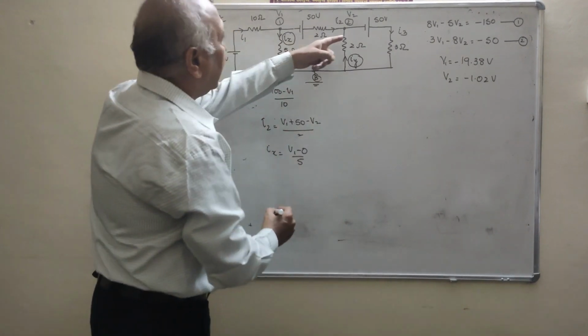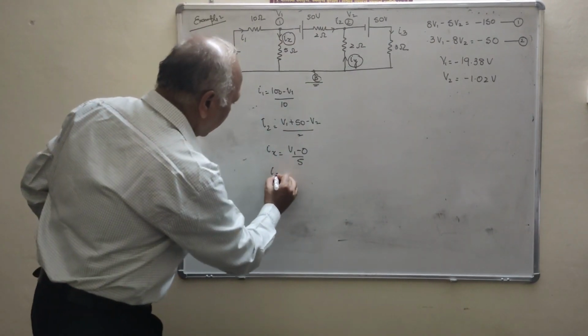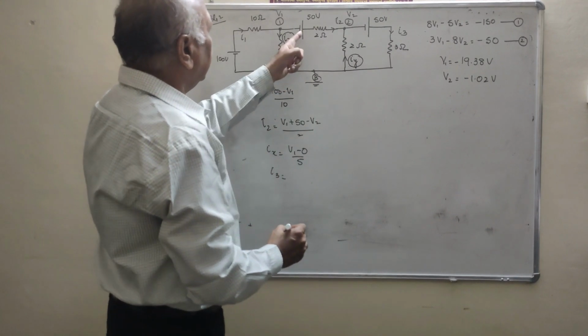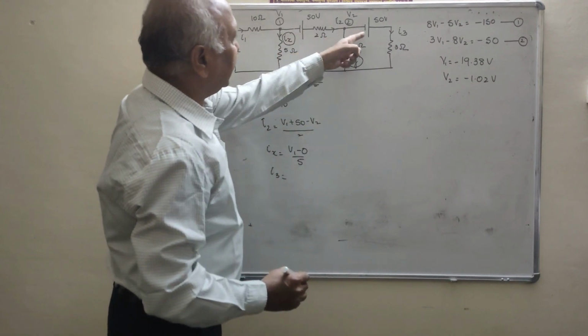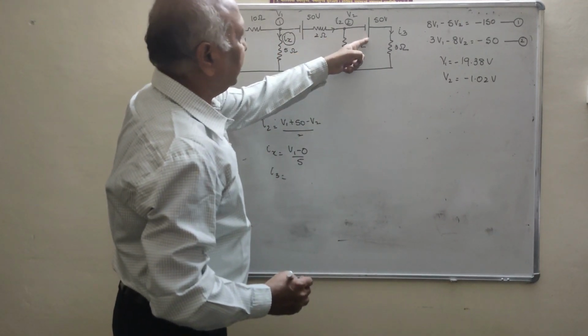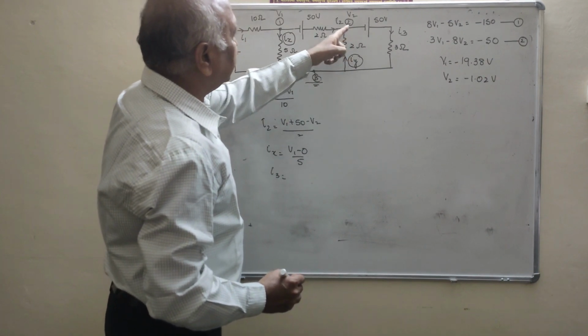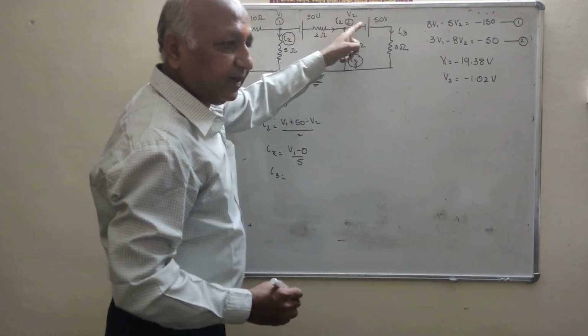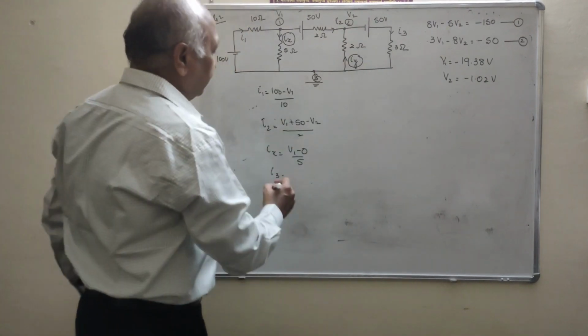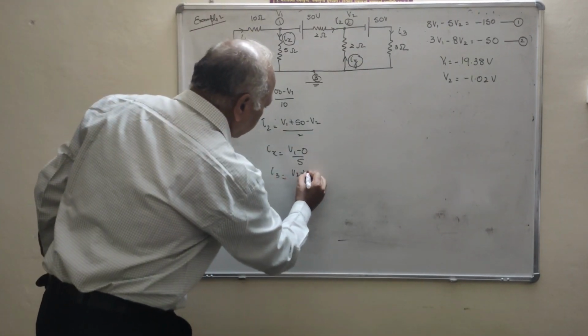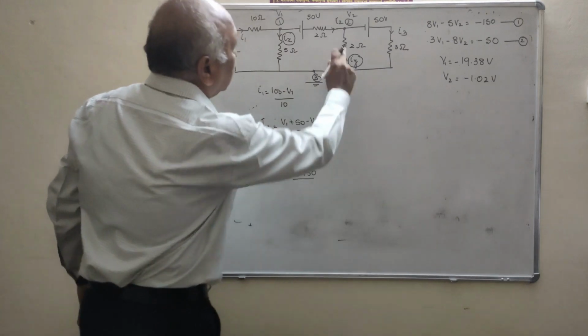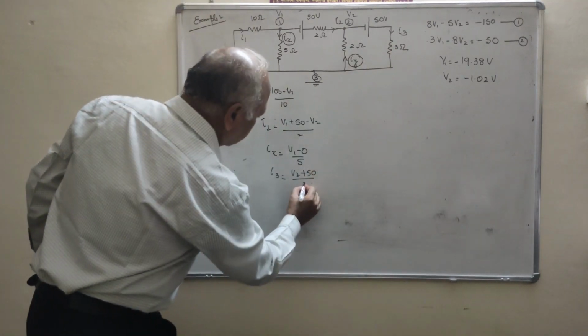What is the I3? Here you will see negative to positive, and here again negative to positive. Then what you will write? That is the V2 plus 50 upon resistance 3.